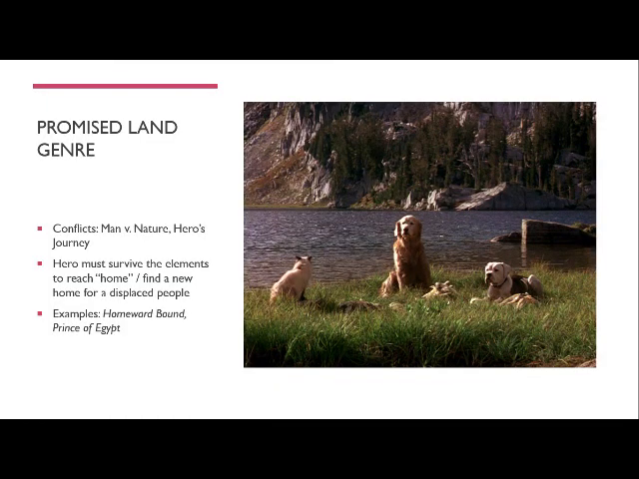In the Promised Land genre, your primary conflicts are man versus nature, combined with a hero's journey. In the Promised Land genre, the hero must survive the elements to reach home, whatever that is, or to find a new home for displaced people. Examples of this would be Homeward Bound or The Prince of Egypt.